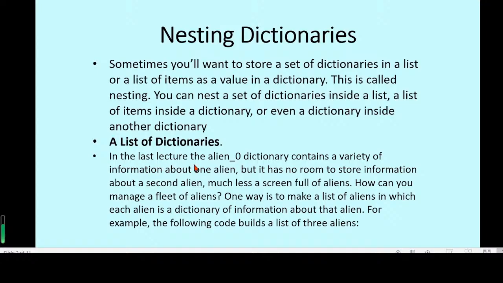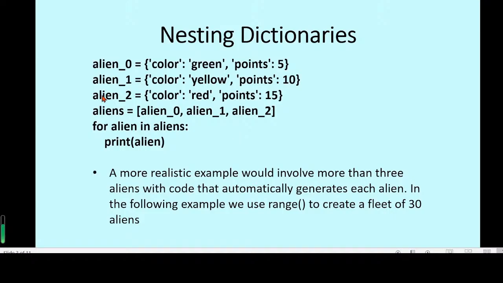In the last lecture, the alien_0 dictionary contains a variety of information about one alien, but it has no room to store information about a second alien, much less a screen full of aliens. How can you manage a fleet of aliens? One way is to make a list of aliens in which each alien is a dictionary of information about that alien. For example, the following code builds a list of 3 aliens. So we create 3 aliens with different information, for example, different colors.